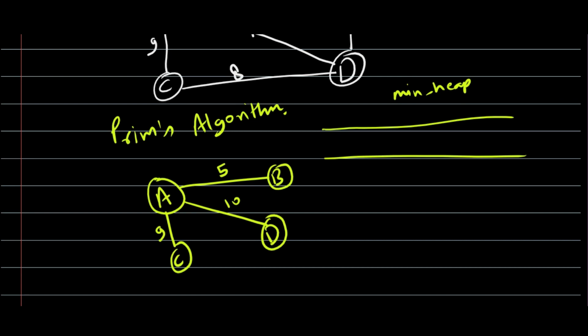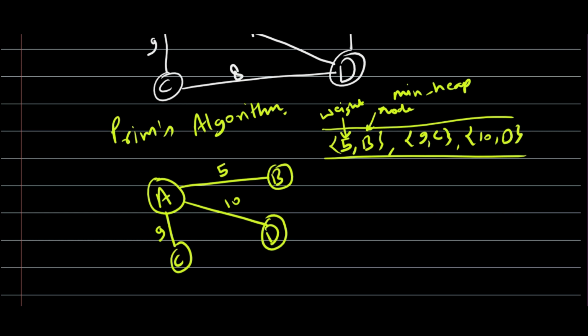So what is a min heap? It is basically like a queue data structure, but it keeps the minimum value at the top of the queue. So after we add all these values, our heap will have something like 5 comma B. So we keep the weight first and then the node. And the next value will be 9 comma C. Then we'll have 10 comma D in our priority queue.